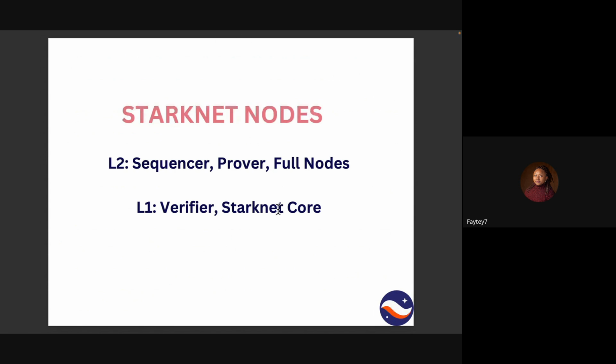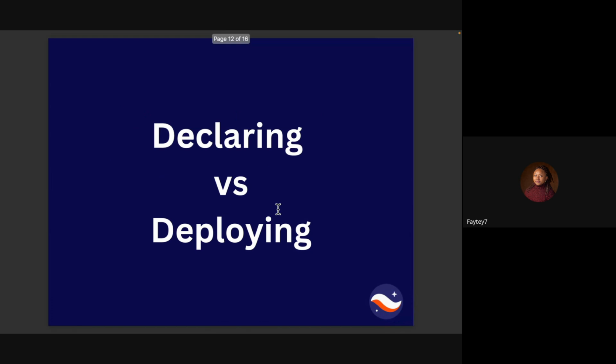So these are the Starknet nodes. On the L2, that's Starknet itself, we have the sequencer, the prover, and the full nodes. And on L1, we have the verifier and the data availability layer, the Starknet core.